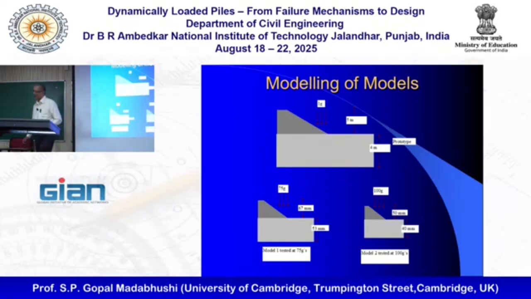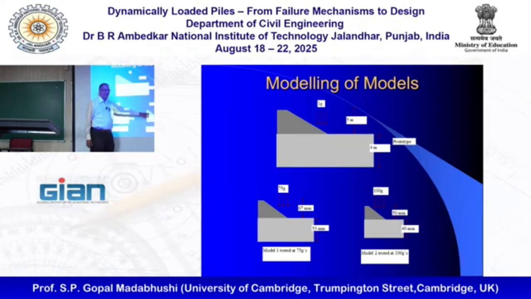Now, if I do this, by the way, let me ask you a quick question. Which of these model embankments do you think will settle more and which will settle less? Just as a guess. Come on. This is at 75 G, that is at 100 G. Which one will settle more? You've got to speak up. I'm a bit deaf. The 100 G one will settle more. Right. Everybody makes the same mistake.